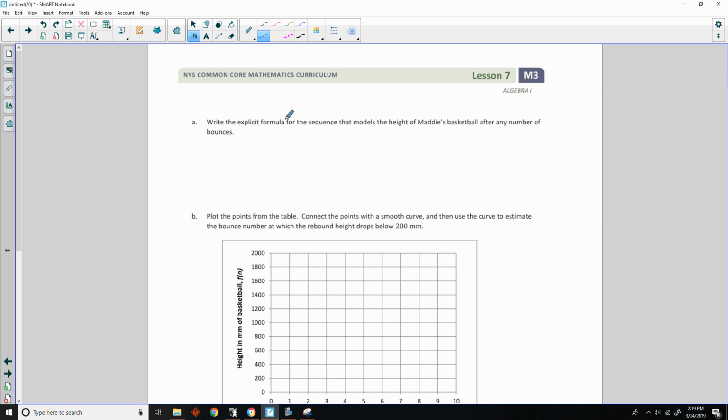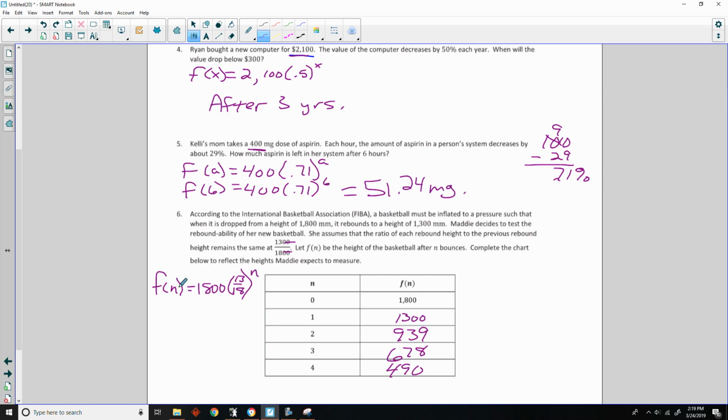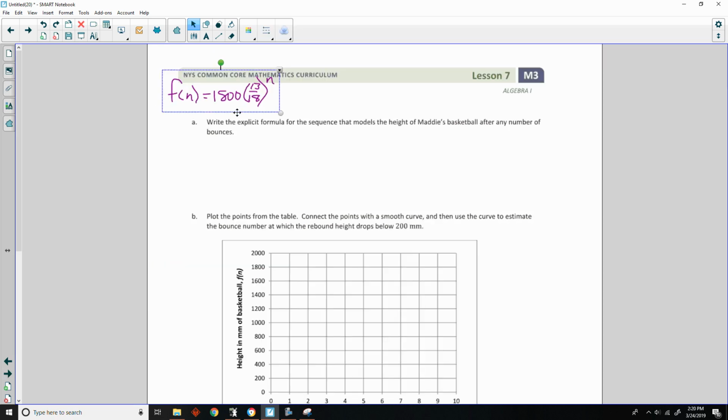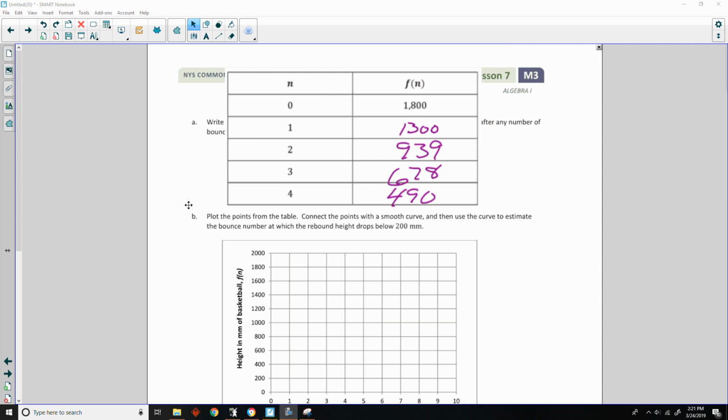Okay. Next page says, A, write the explicit formula for the sequence that models the height of Maddie's basketball after a number of bounces. We've already done that, and it is right here. F of n equals 1,800 times 13/18 to the power of n, where n is the number of bounces. Now it says to plot the points from the table, connect the points with a smooth curve, and then use the curve to estimate the bounce number at which the rebound height drops below 200 millimeters.